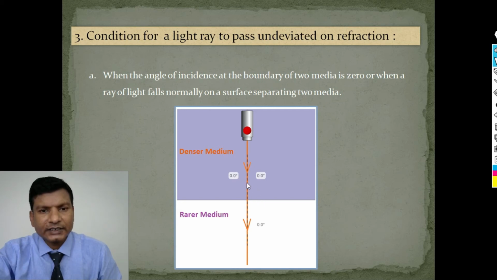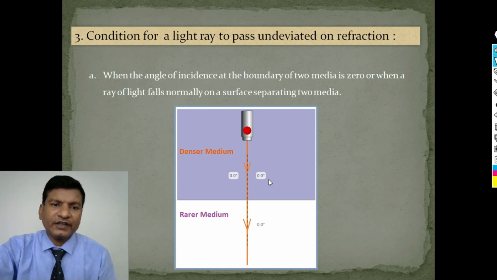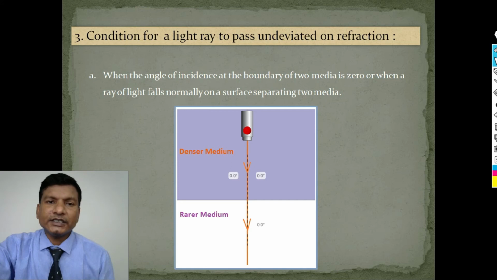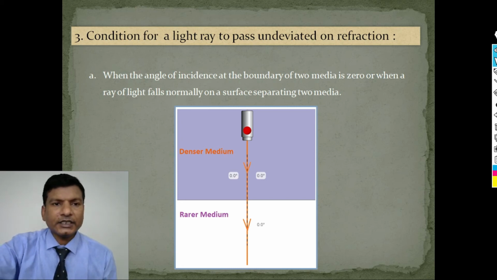In this case, the angle of incidence will be 0, as mentioned over there. You can see the angle of refraction will be 0, and the angle of reflection is also 0, whereas the angle of deviation is also 0. So when the ray of light falls normally, or when the angle of incidence is 0, at that moment the ray of light passes undeviated. This is condition number 1. Now the condition number 2.